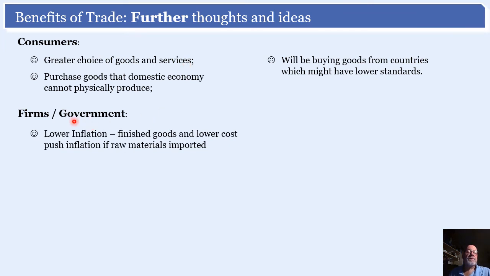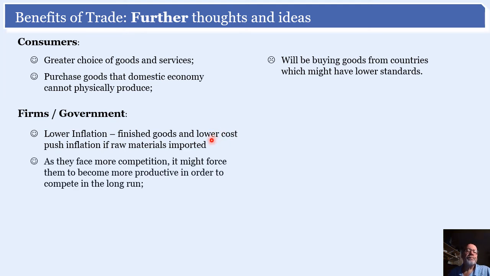What about firms and governments? Well, there's going to be lower inflation. The price of finished goods coming into the market, so the price of my cars, is going to go down. And it's also worth widening out this analysis to say, if those goods that we were just talking about in that market were, say, raw materials, then the raw material prices have gone down, and therefore there's going to be lower cost push inflation. So always bring in the two types of inflation.